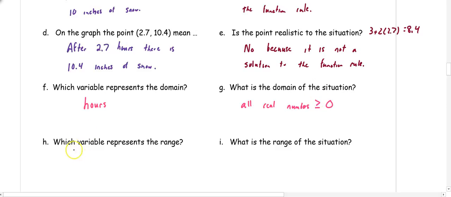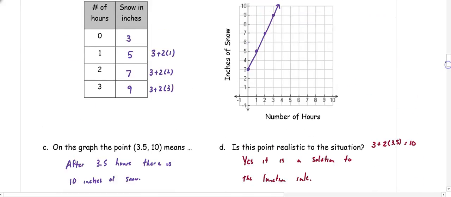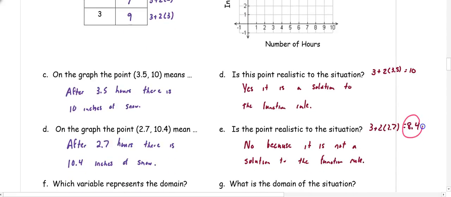What variable represents the range? This would be our snow inches. And what is the range? So remember, for the range, we're starting at 3 and we're going up. Now, if we go back and look at this, 8.4 is not a whole number. It's not following the pattern because we are continuous with our time.